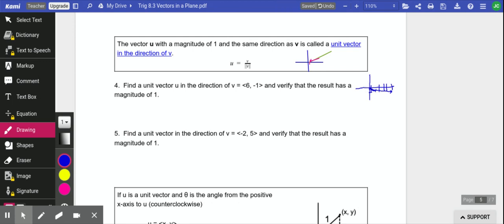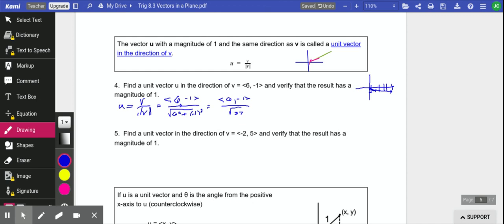Okay, so the way we're going to do that is to find our unit vector. We are going to take our vector v and divide by the magnitude of v. Okay, so our vector v is 6, -1. And we're going to divide that by the magnitude of v. Remember, magnitude is just the distance formula, and we can use the shortcut distance formula. So we're going to do 6 squared plus -1 squared. So we have our vector v divided by the square root of 37.